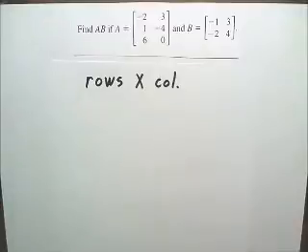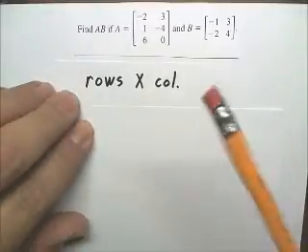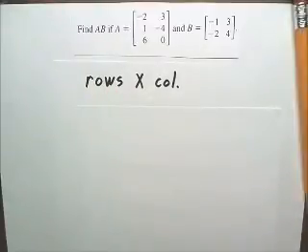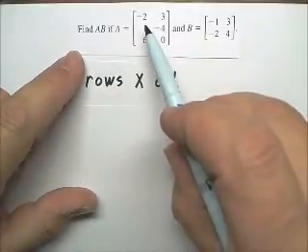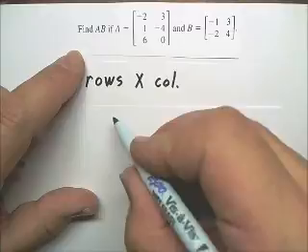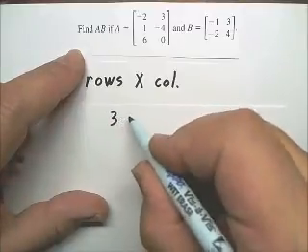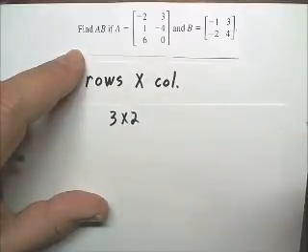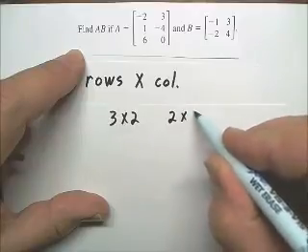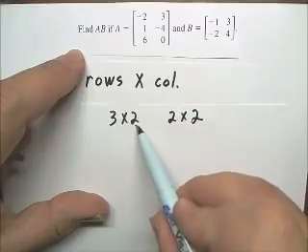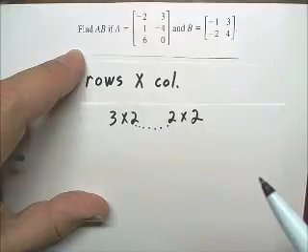Matrices always go by rows and columns, and we'll always define them this way. The first matrix has 3 rows and 2 columns, so that's a 3 by 2 matrix. The second matrix is a 2 by 2 matrix, two rows and 2 columns.